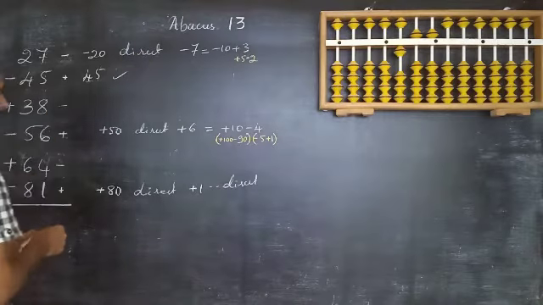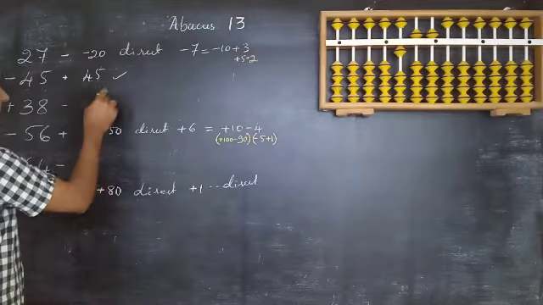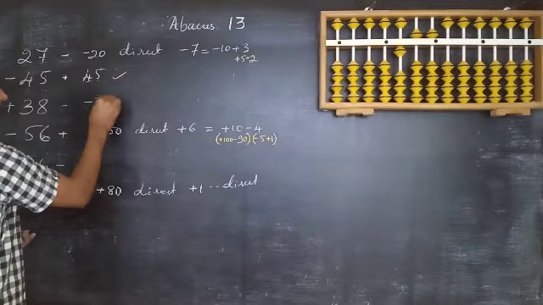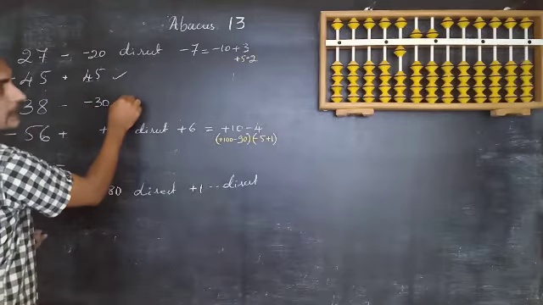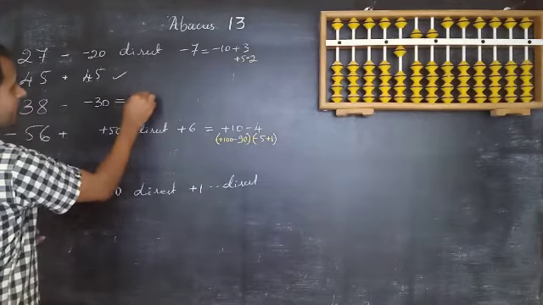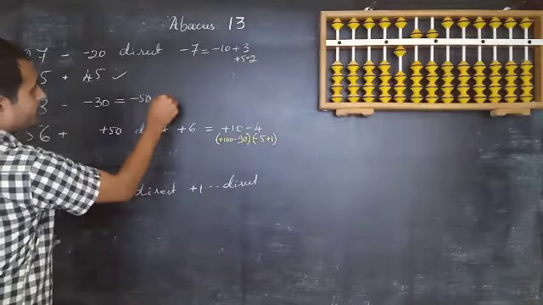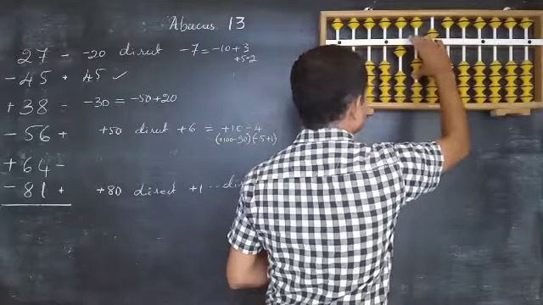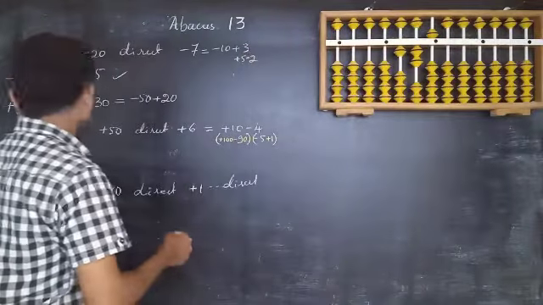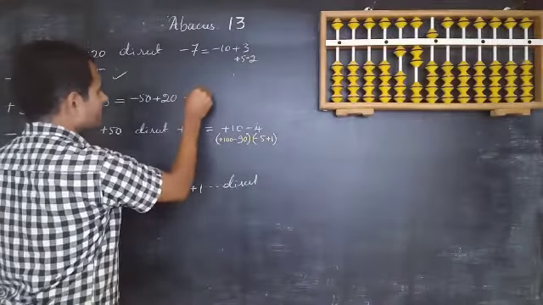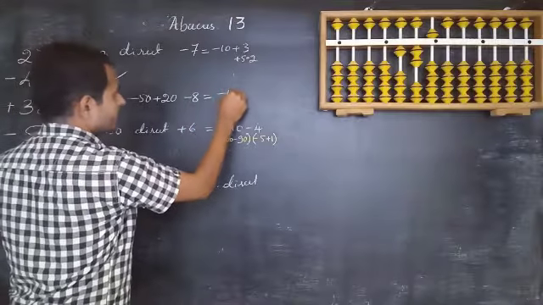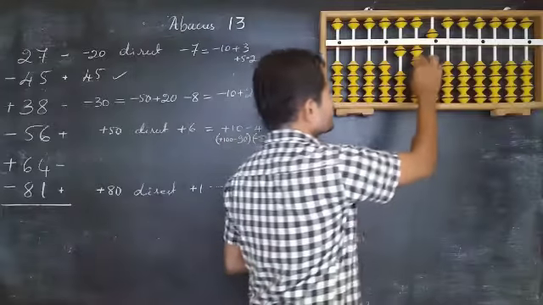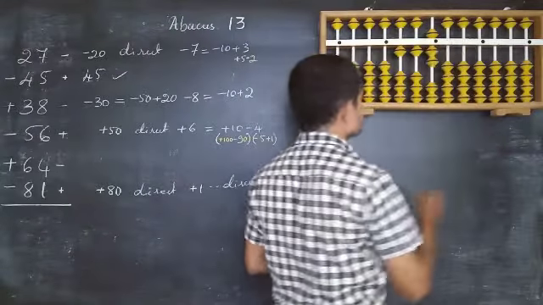45 we took already. Minus 38: minus 30 is equal to minus 50 plus 20, minus 8 is equal to minus 10 plus 2.